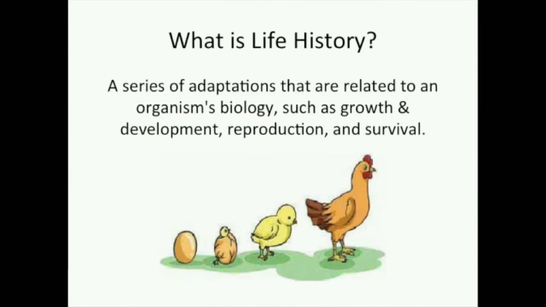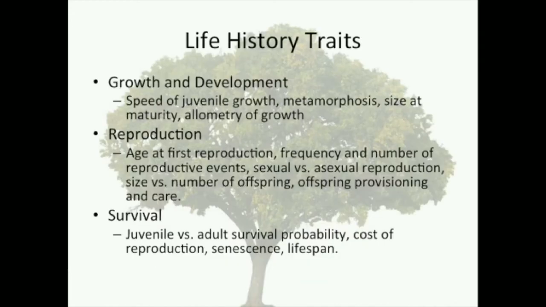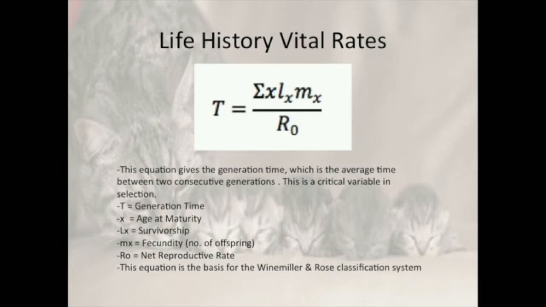Today's lesson is on life history. What is life history? Life history is a series of adaptations that are related to an organism's biology. Some examples of biology that are influenced are growth and development, reproduction, and survival. Each of these has a variety of traits that are often involved in trade-offs. Almost all organisms have some measure of these traits.